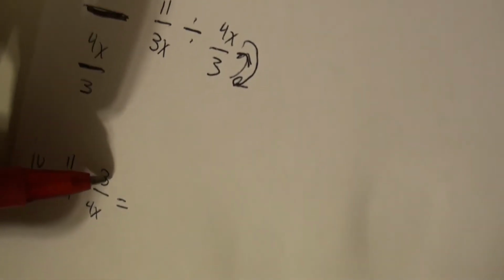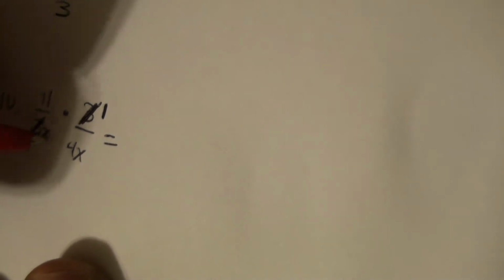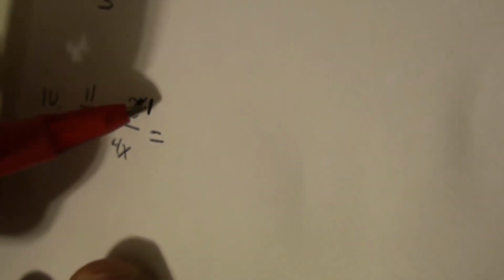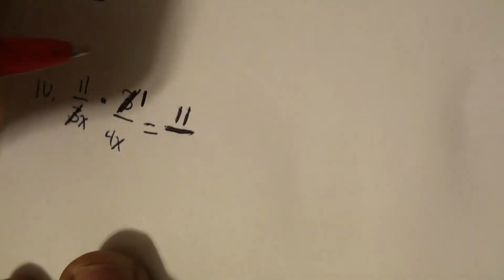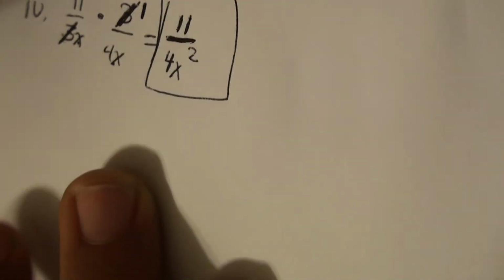This will equal, we can reduce this, so we can cross out that and that. This will become 1, and that will become x. We got rid of the 3's. So 11 multiplied by 1 gives us 11. And denominator x multiplied by 4x will give us 4x squared. So this right here is our answer. But we are not done because we still have to find the restriction.